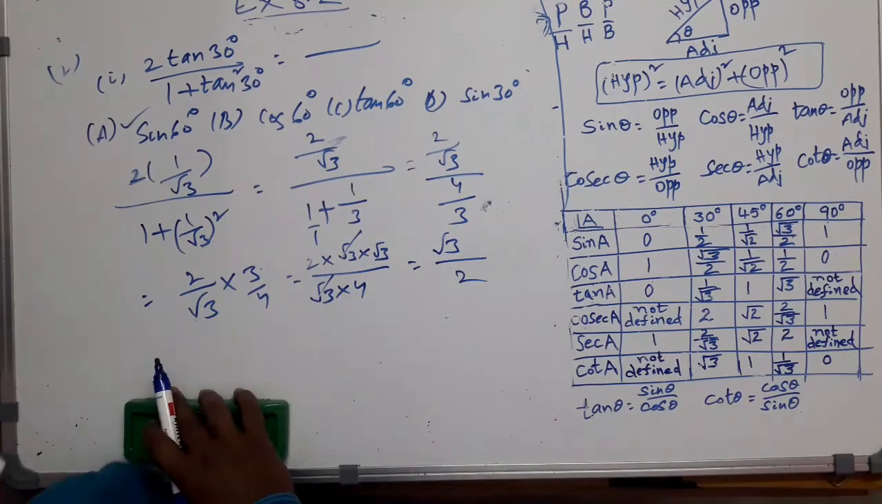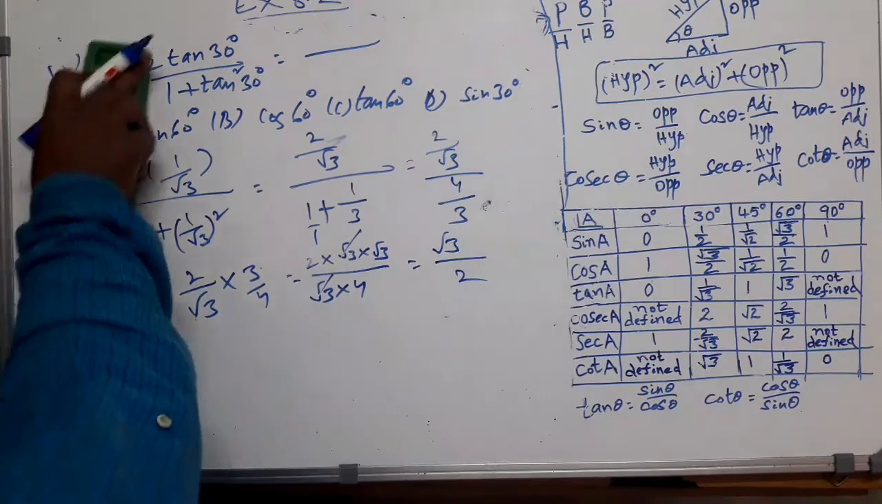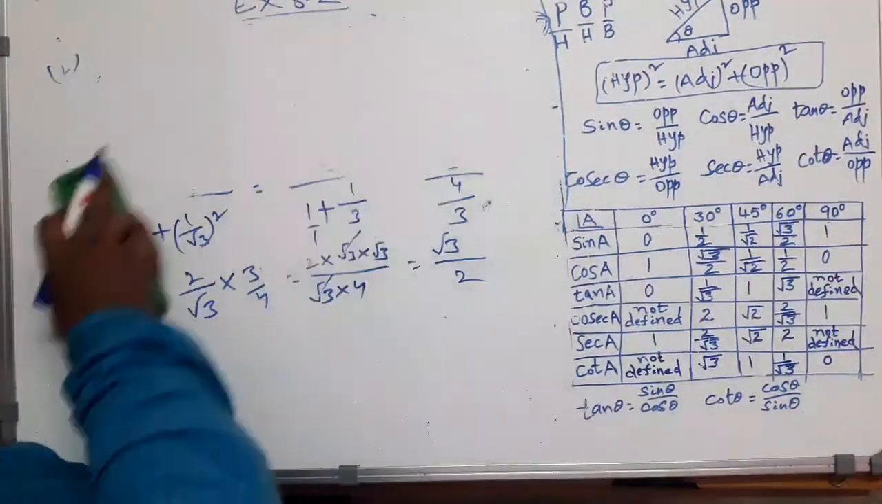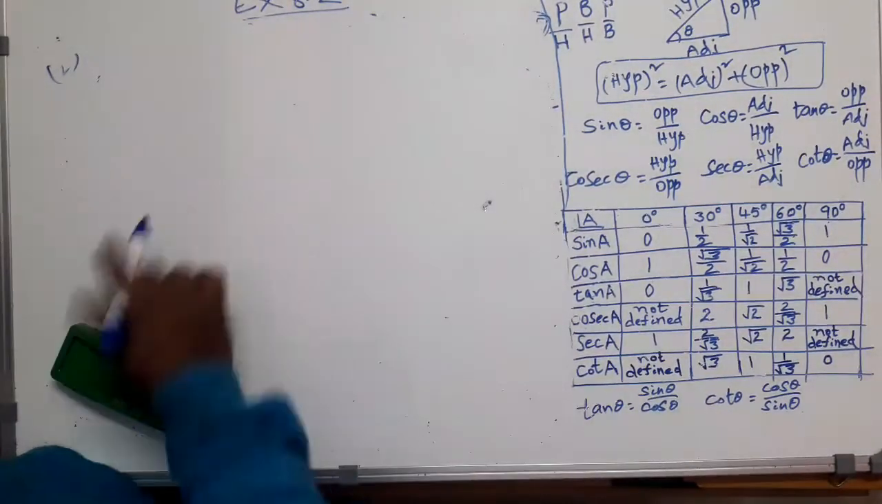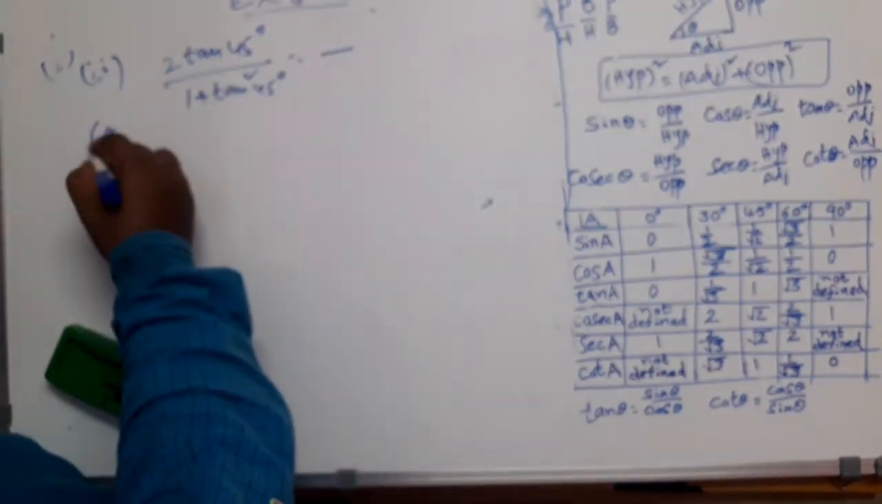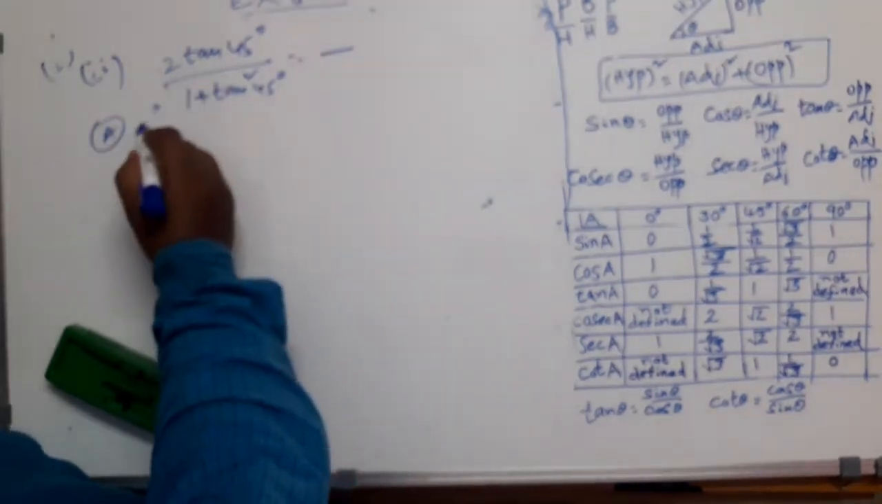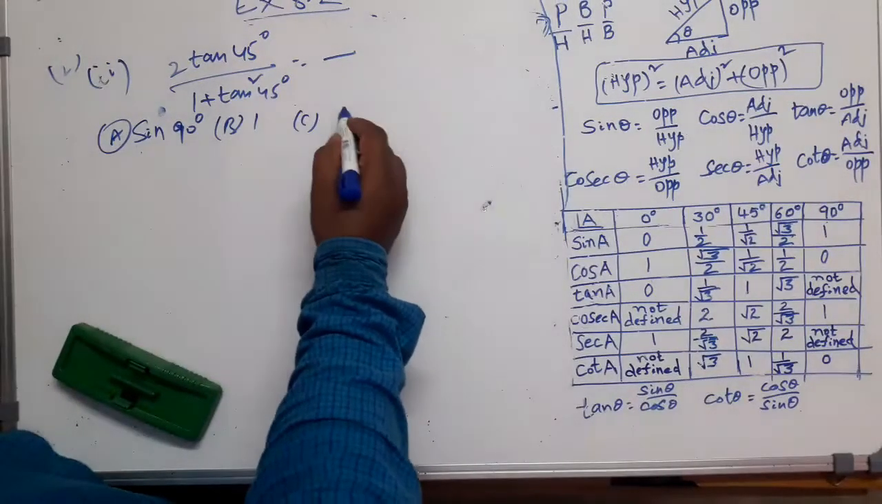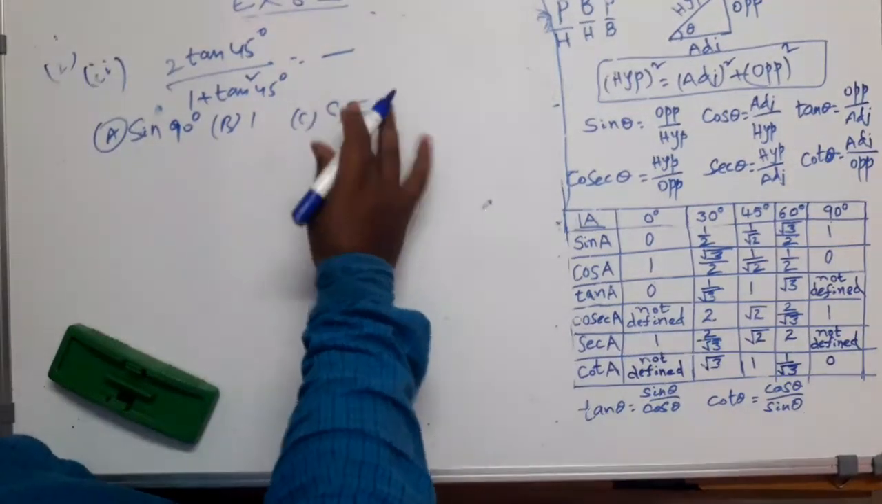Yes, next. Second part. Second part. What is that? 2 multiplied by tan 45 degrees upon 1 plus tan square 45 degrees is dash. What are the options? Option A is sin 90 degrees. Option B is 1. Option C is sin 45 degrees.